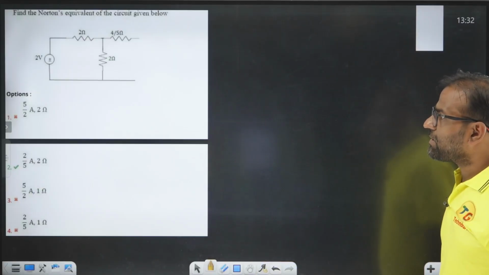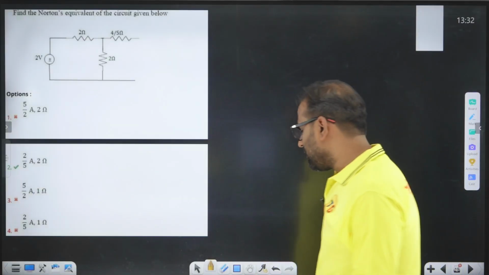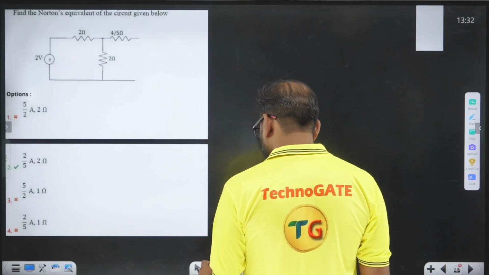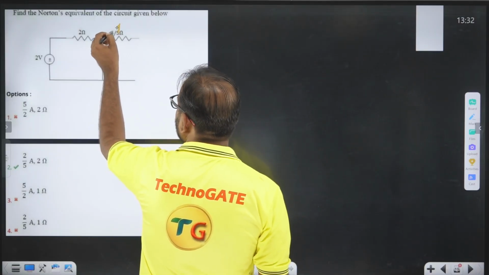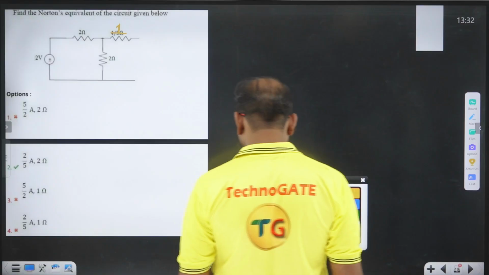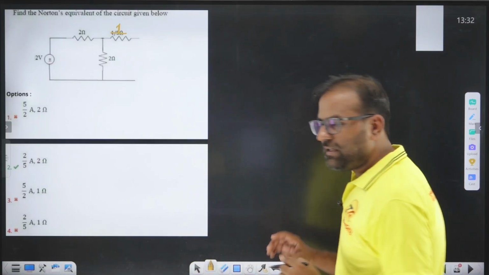Okay, next question is based on Norton's theorem. And there is one change in this question. This resistance is not 4 by 5, this value is 1. Now, what is Norton's equivalent?